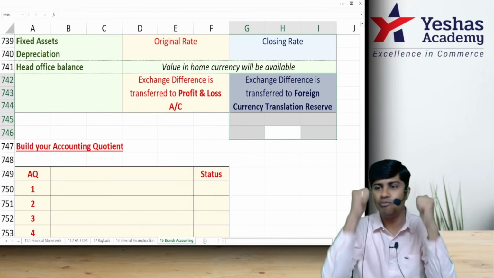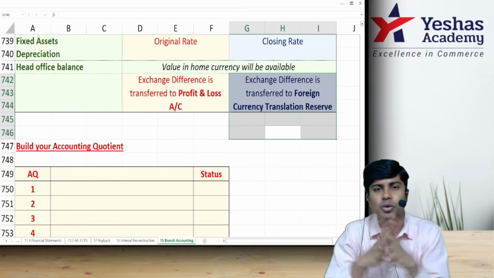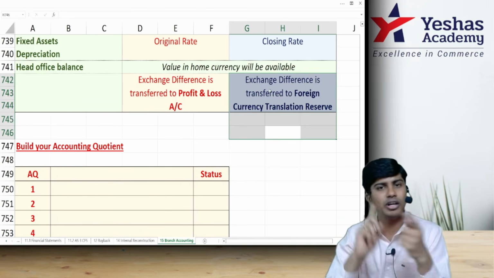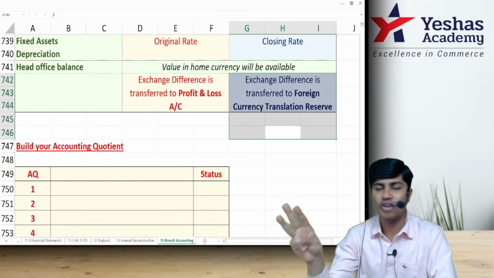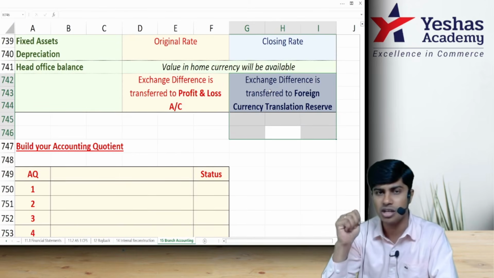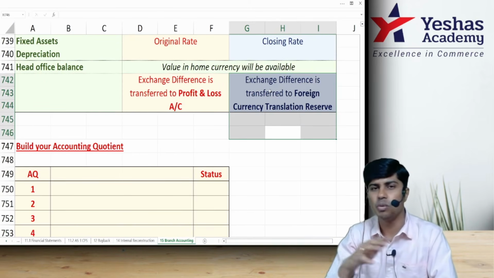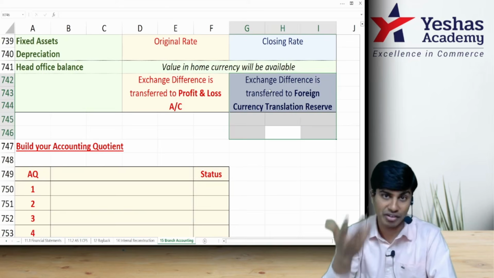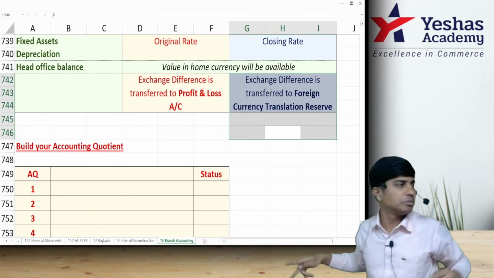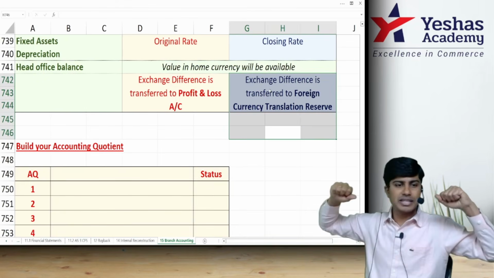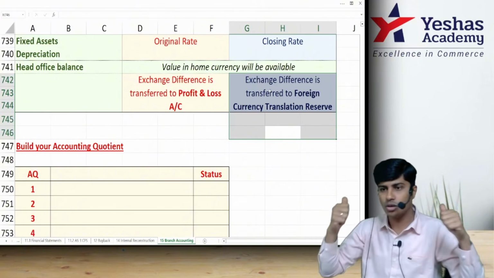I hope this was helpful when it comes to branch accounting. As a bonus, I have added some 3 questions, one on debtors, one on stock and debtors, one on final accounts, as well as on foreign branch. If you can do one of these questions, you will be done with foreign branch as well as every aspect of branch. Please do check the description for that video. And I hope this entire revision of branch accounting was helpful.